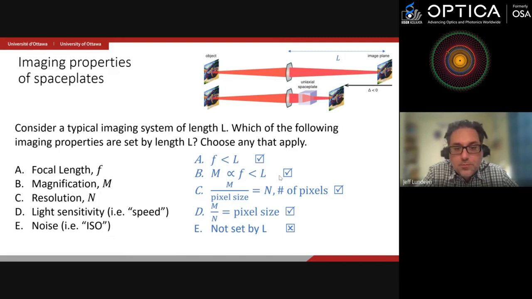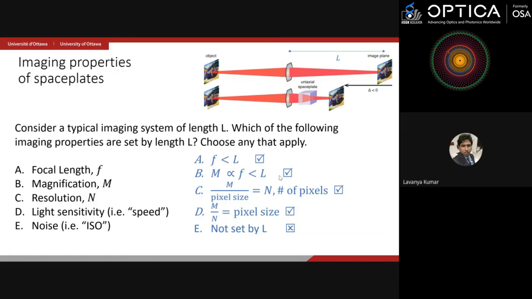Okay. Thank you. Can I ask this one question? Yes. In the place of uniaxial space plates, can we use mirrors so that we can reflect it and reduce the space, even though the amount of light travel will be the same? If you place a mirror at 45 degrees, then we can reflect, and the size of the L will get reduced when compared to image plane and object.